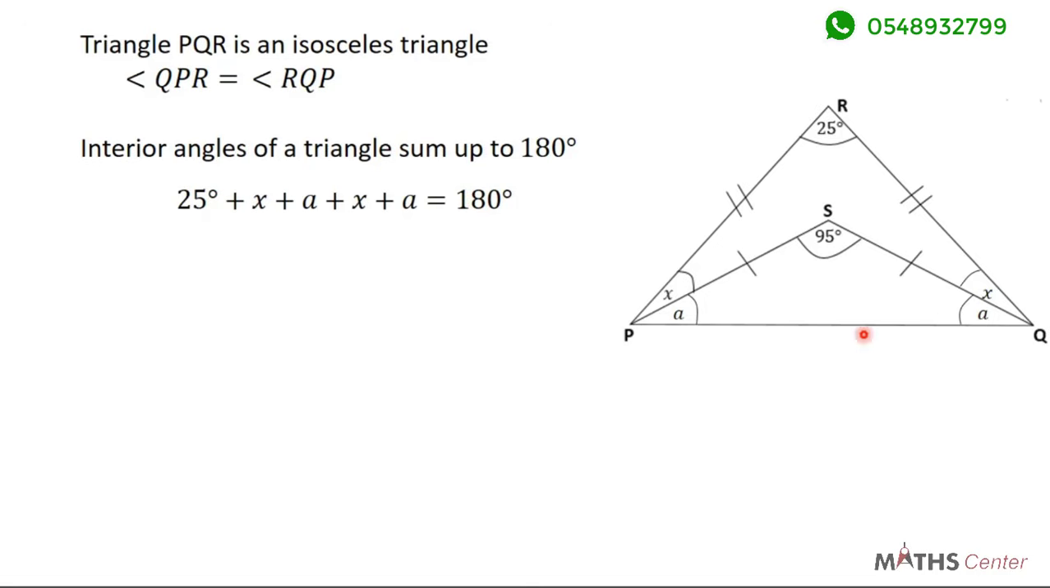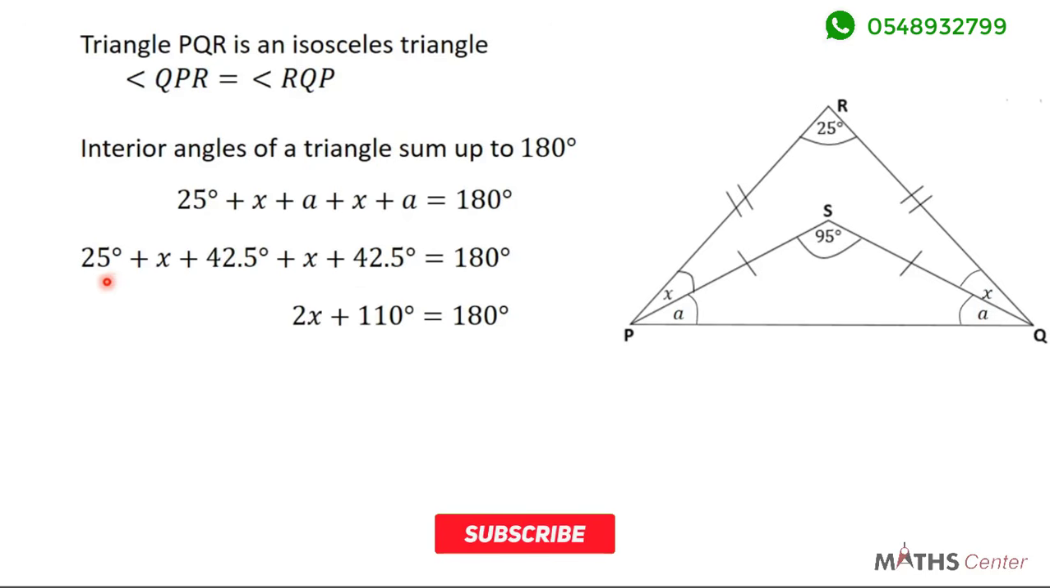So here we are considering the bigger triangle. In the previous slide, in finding A, we considered this smaller triangle. This time, we are considering the bigger triangle here, which is also an isosceles triangle. So we have 25 degrees plus S plus A plus S plus A will give us 180 degrees. We have found the value of A. A is 42.5 degrees. So we have 25 degrees plus S plus 42.5 degrees plus S plus 42.5 degrees will give us 180 degrees. We add all the numbers and we are getting 110 degrees.